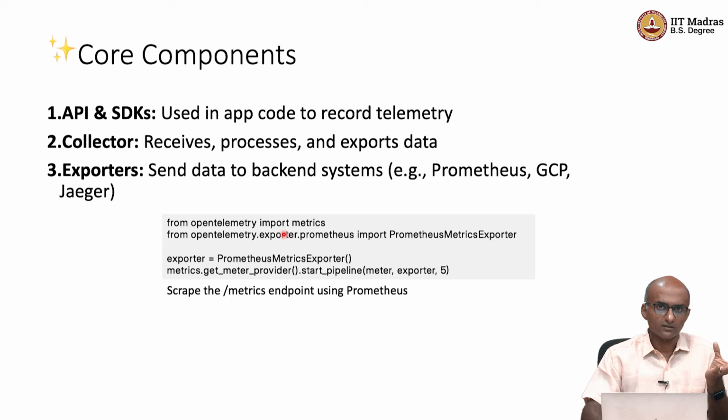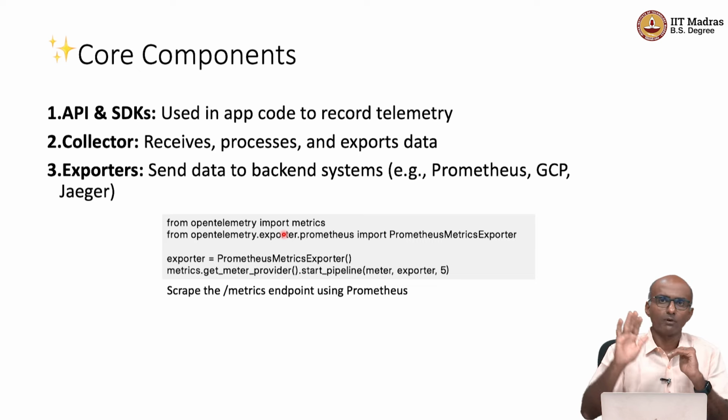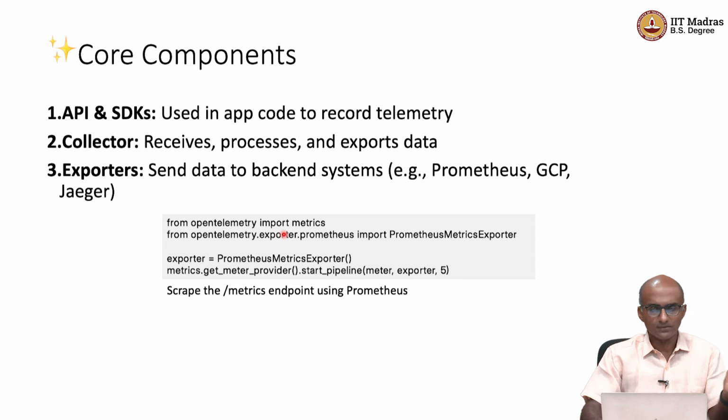And then it's got exporters. The exporters play a role to send data which is being collected by the collector to backend systems. Prometheus is a good example, or GCP, for instance. So the way you would use it is, you would embed this kind of code within your app, like let's say the FastAPI container that we developed so far.